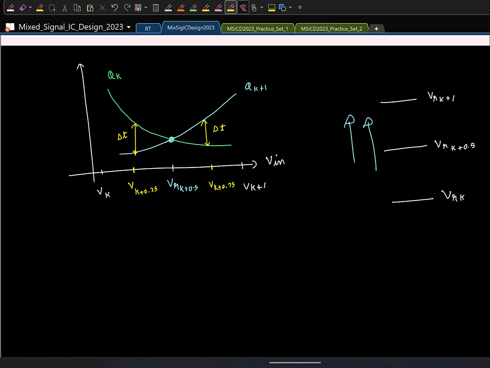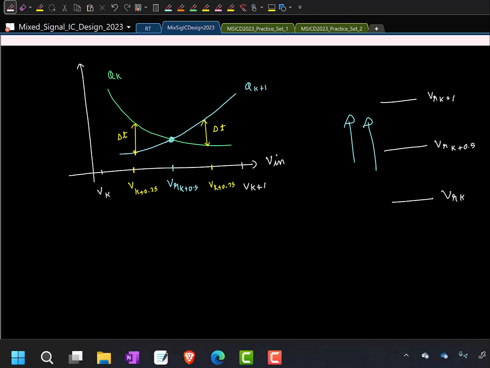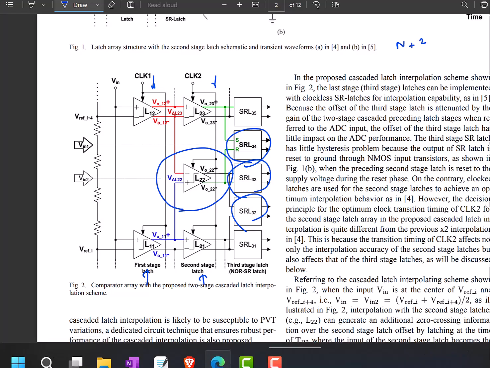Here it was as though I am comparing if the delay was greater than 0 or less than 0. Now I should no longer compare just if the delay is greater than 0 or less than 0. I should also check if the delay is greater than delta t or greater than minus delta t. So this is what we have to do, and this logic can be done in a couple of ways. One way I will show here.